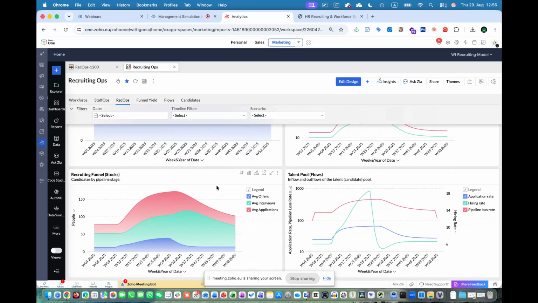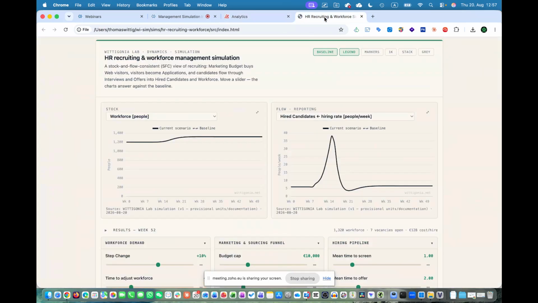And here we see the inflows and outflows. The application rate in blue is limited because we put a cap on the recruitment budget. Over time, our hiring rate is increasing and then winding down again. So that's all good. The last piece is a sneak preview into an alpha or beta version of a new simulation tool that we have been working on.